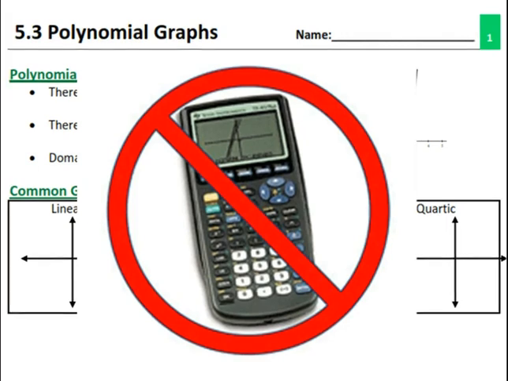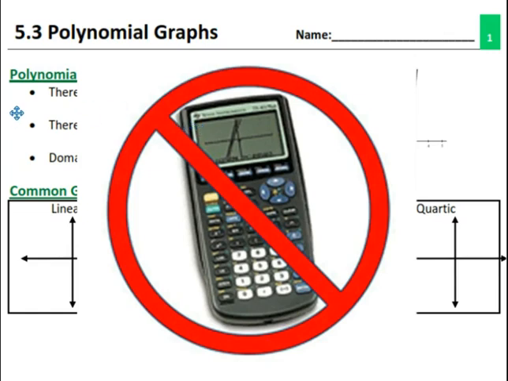Alright, my friends, the time has come in this section 5.3 when we're looking at polynomial graphs. You will not be able to use your calculator in this section or on the mastery check. So it's time to get down and dirty with some of these polynomial graphs and actually analyze the functions to help us determine what their graphs are going to look like.